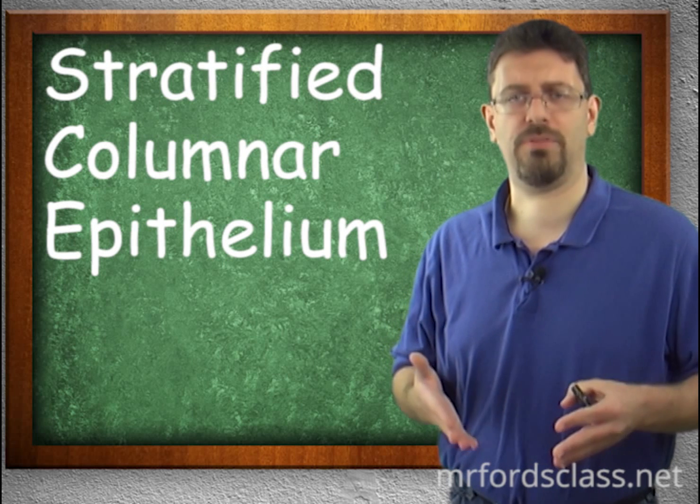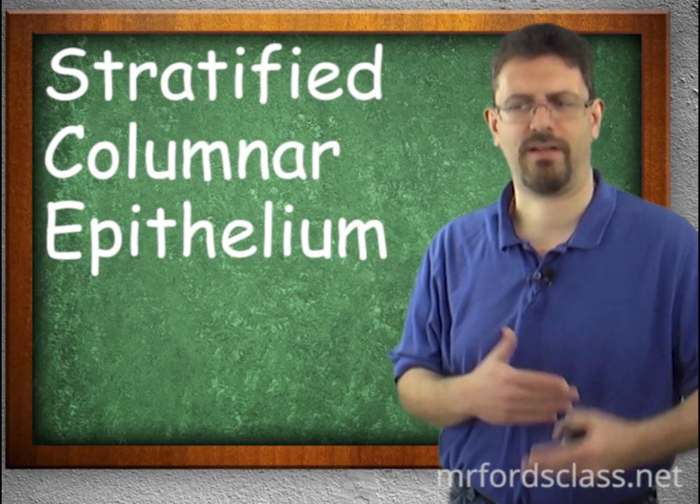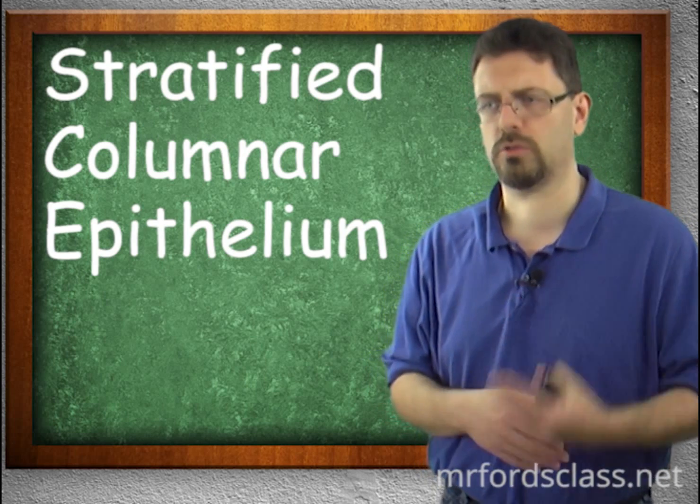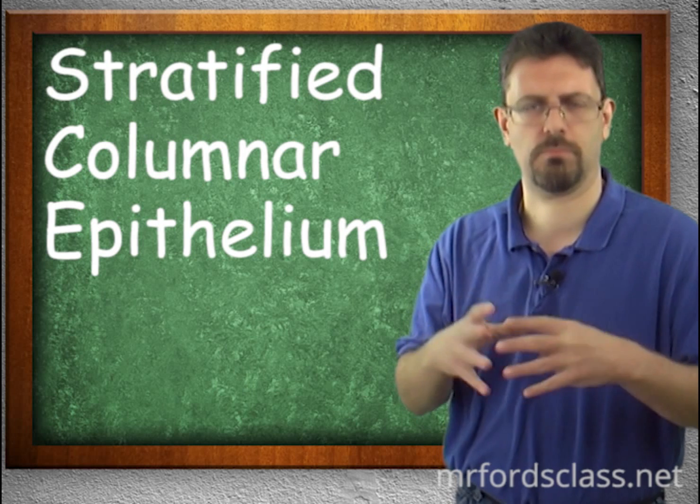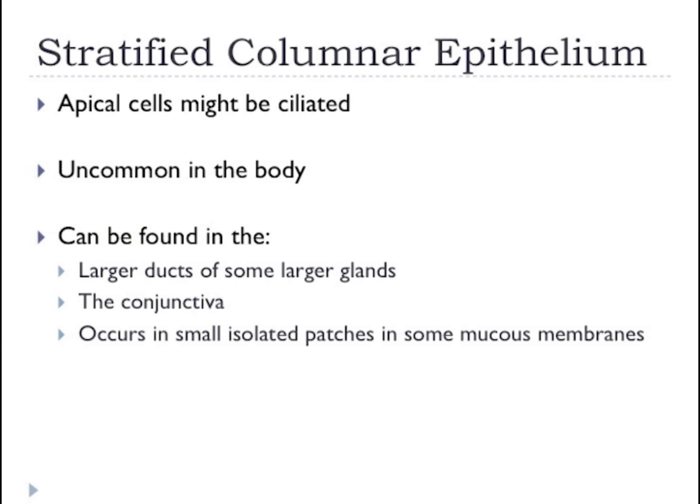Stratified columnar epithelium. Now hopefully you're getting the pattern here. Stratified, more than one layer; columnar, cuboidal, squamous. We're just mixing and matching parts here. So stratified columnar epithelial tissue: apical cells might be ciliated, uncommon in the body, can be found in the larger ducts of some larger glands, occurs in small isolated patches, some mucosal membranes.